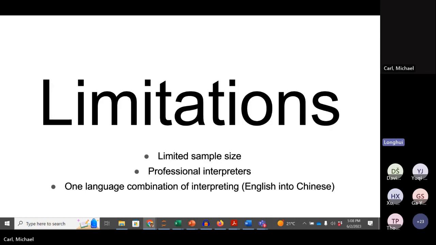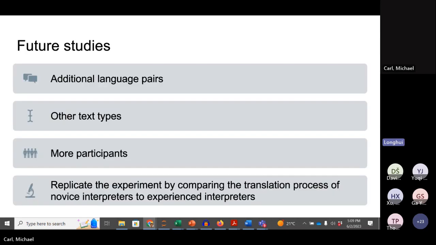Yes, next slide. And we also have some limitations for this study because, as Dr. Feng explained yesterday, we have a limited sample size. We have nine participants and they are mostly professional interpreters. And we only have one language combination of interpreting, that is from English into Chinese. And next slide.